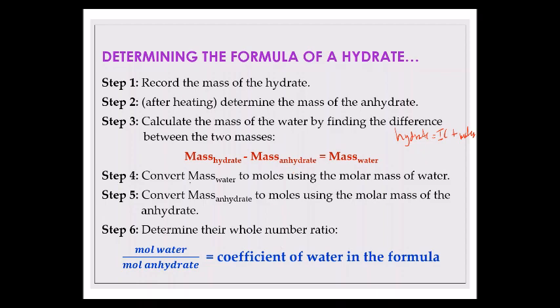So lots of steps here. And then in step 4, you have to convert both of your masses to moles. And then the only part that's kind of new is taking the moles of the water and dividing it by the moles of the anhydrate. That's going to give you the coefficient that goes right before the water. You have the dot, then the coefficient, and then the water. So let's do an example problem together where we follow these steps.